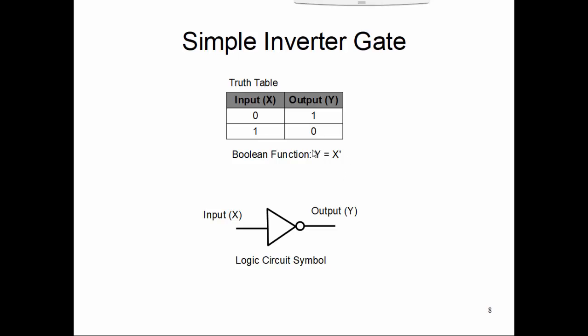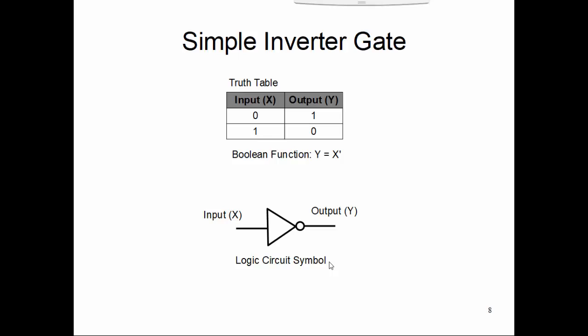And its logic circuit symbol is like a triangle with a circle. We call it a bubble in the digital logic area: a triangle with a bubble, an input and an output. This is the symbol, and please remember it and practice drawing it.